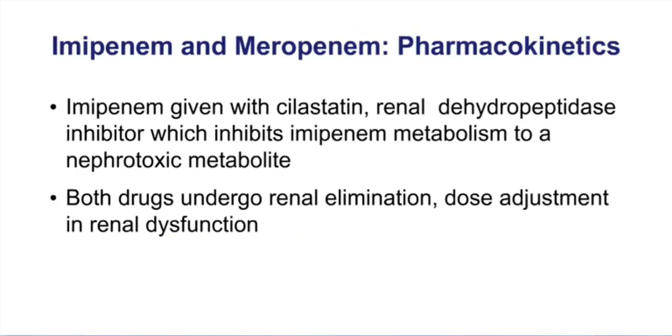Among the penems, imipenem is special because it has to be given in combination with the drug called cilastatin. Cilastatin is a renal dehydropeptidase inhibitor, and by using this drug, you prevent imipenem from being metabolized to a nephrotoxic metabolite. To emphasize that and say it a different way, if you give imipenem all by itself, it's nephrotoxic. So cilastatin is not an antibiotic. It's simply there to prevent the formation of this toxic metabolite. The other penems can be given by themselves. So we don't have to combine meropenem or any other penem with cilastatin. Imipenem is the one that's different.